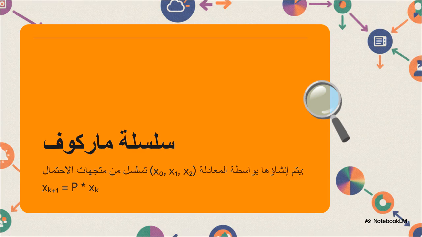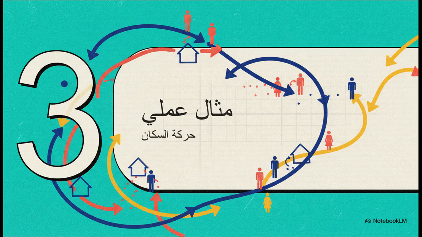And now we tie it all together. The Markov chain itself is simply the sequence you get when you take your current state vector, x_k, and multiply it by your rulebook, the matrix P, to get the next state, x_(k+1). This simple equation, x_(k+1) = P times x_k, is the engine that drives the entire chain forward step by step.